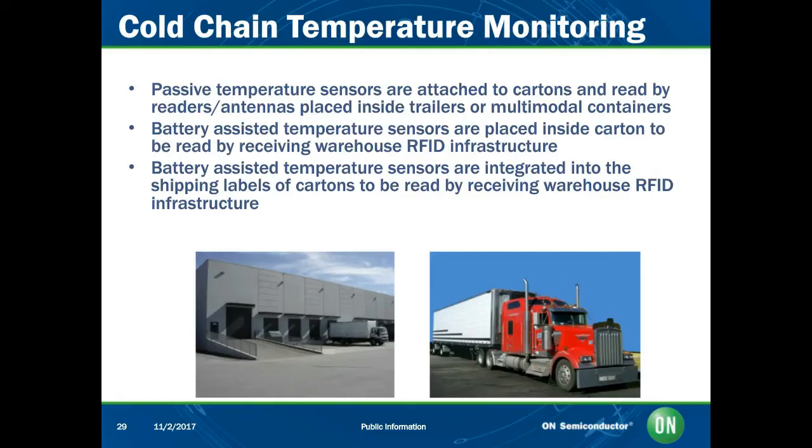So another view of this, what we're calling the cold chain. These are effectively large trucks or containers that get shipped by rail. The temperature sensors can be attached to cartons and read by readers and antennas that are placed inside the trailers or the containers. We're looking at possibly developing some battery-assisted temperature sensors inside the carton to be read by the receiving warehouse existing RFID infrastructure.